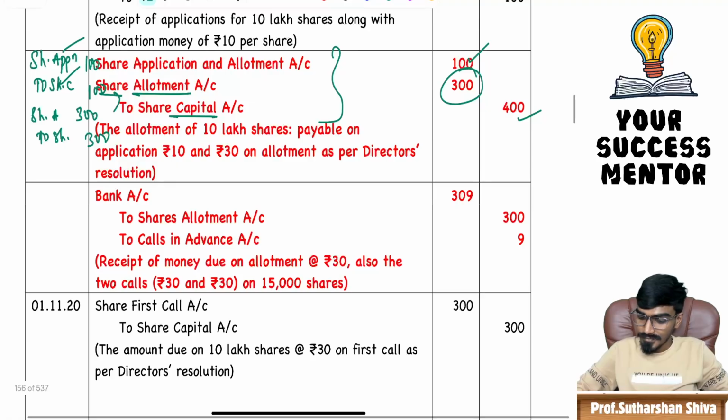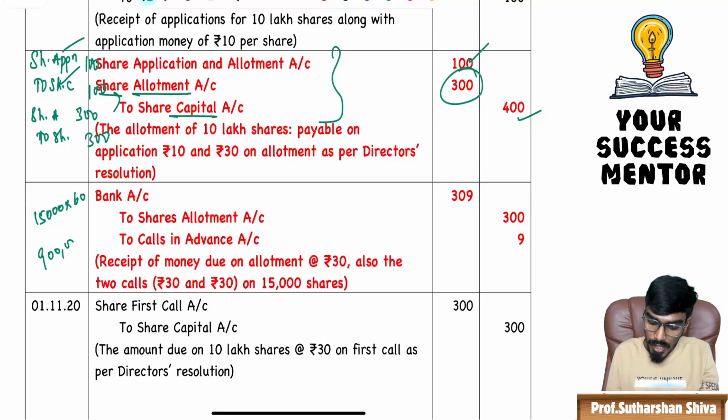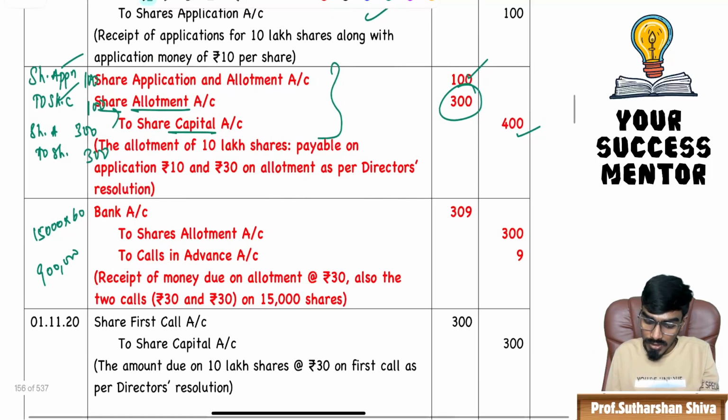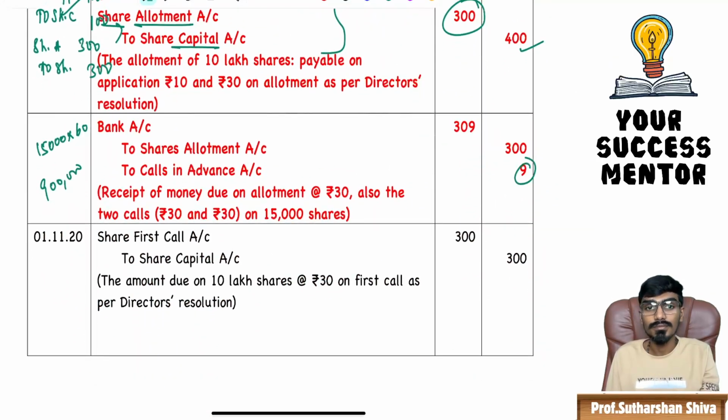Next. Actually, at the time of receiving, one good shareholder who is holding 15,000 shares paid 60 rupees fully. So 15,000 into 60, which is going to give me 9 lakh. I should not write 9 lakh now because money is in lakhs, so I just need to put 9. Yes, sir. Bank, fully received. Share allotment reversal of 300. Then calls in advance is just 9.